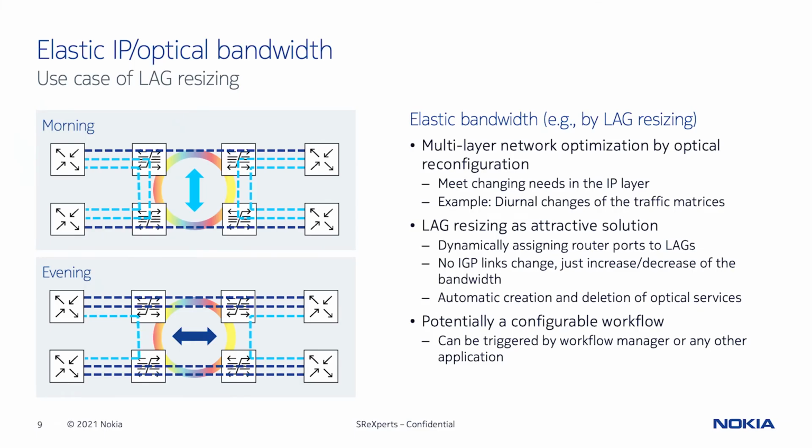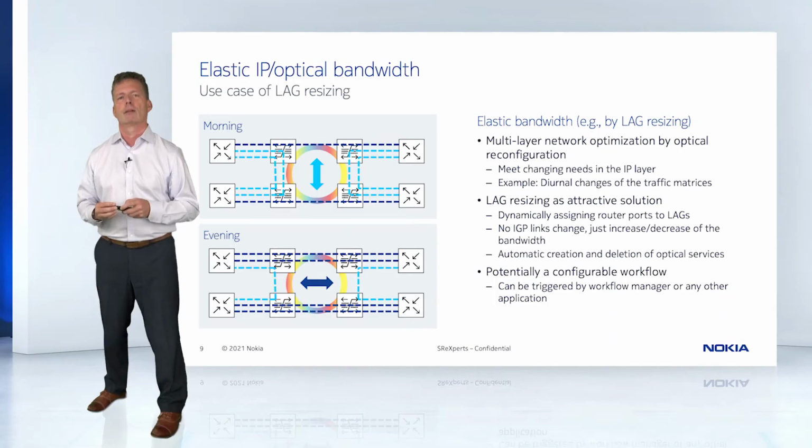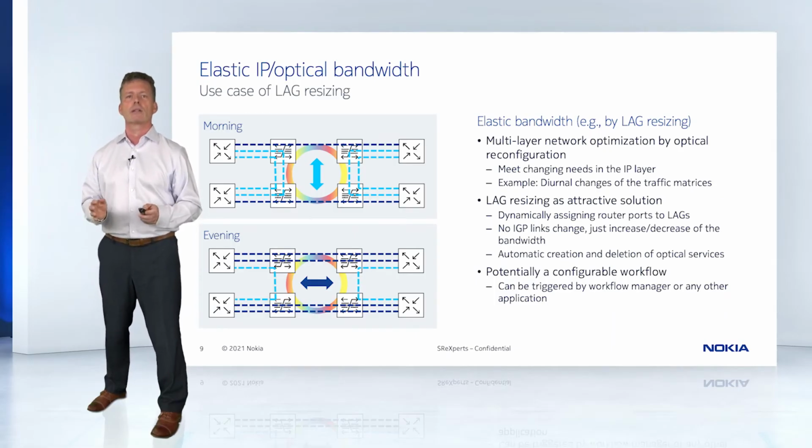With elastic IP optical bandwidth, you have the ability to program a time of day where your north-south lag will contract in size, freeing up router ports and optical ports. Once these ports have been freed up, the cross-domain coordinator will expand your east-west lag capability automatically, utilizing the newly freed up ports. The cross-domain coordinator can handle all of these port assignments and configurations automatically and reliably. Now keep in mind that the number of IGP links are not affected and you're not changing any policies. You're simply increasing the bandwidth of that particular lag.